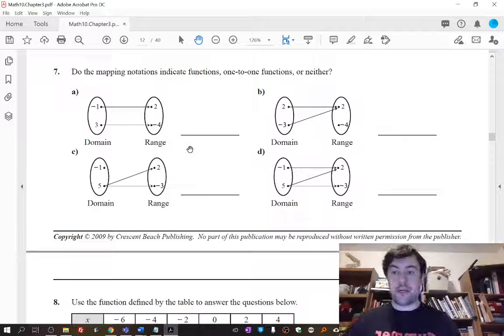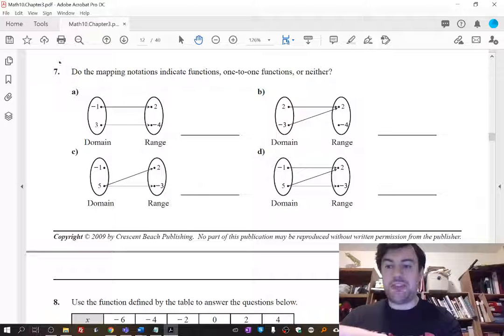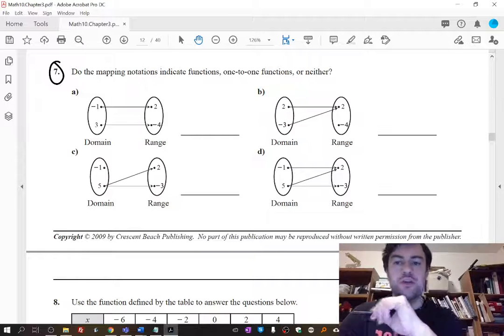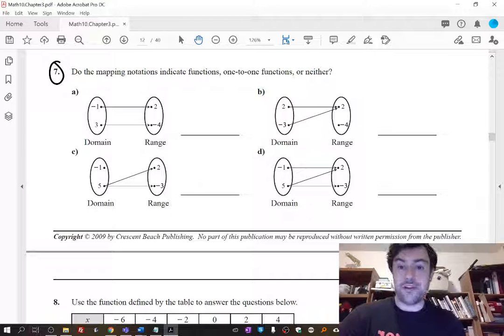All right, folks, welcome back. I'll let you mostly do question 7 on your own. Question 7 is just another one of those mapping diagram questions.